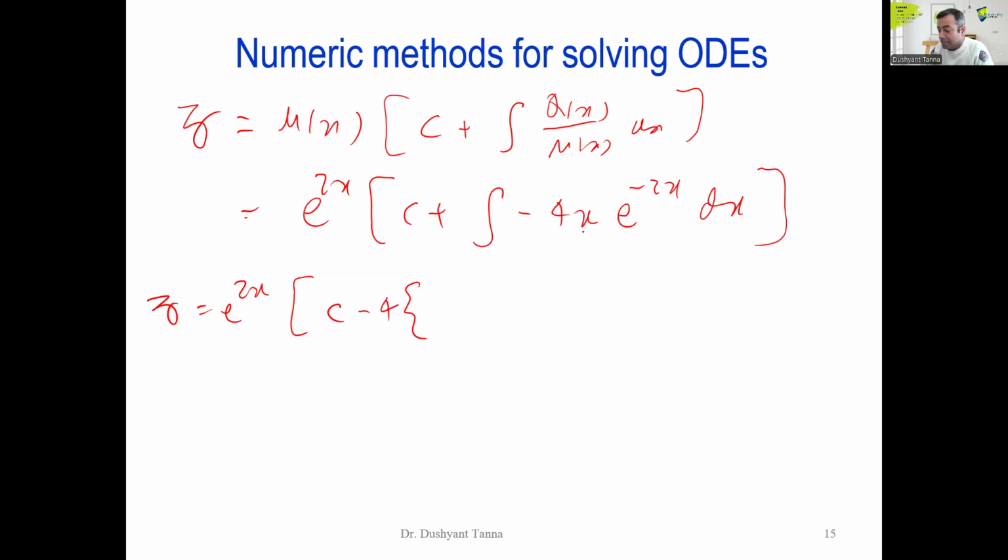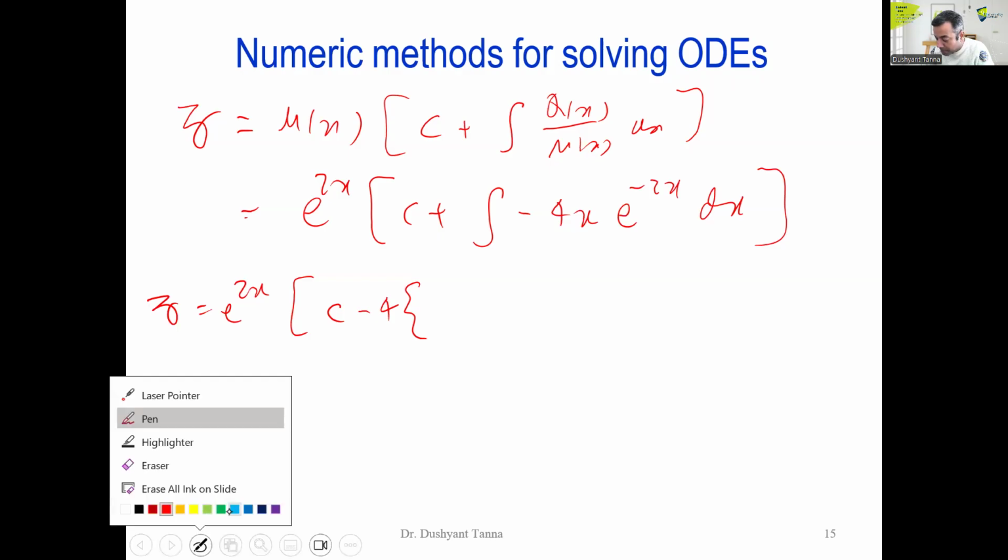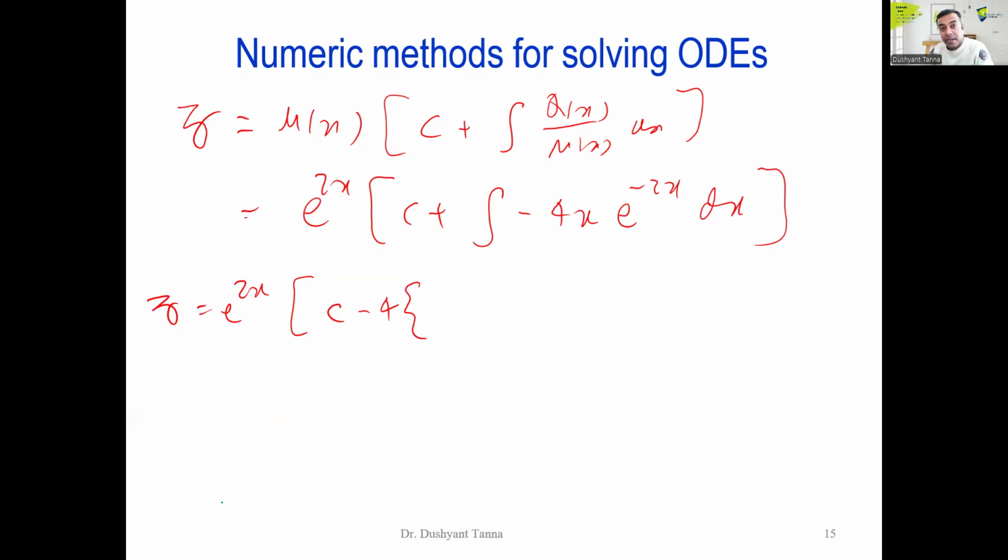From the LIATE, L-I-A-T-E. Now, by this time, I expect you have done enough practice of integration. If not, you will struggle all the time. L-I-A-T-E: logarithmic, inverse trigonometric, algebraic, trigonometric, and exponential. Exponential comes last. So this is your V, and this is your U. Don't confuse mu and U.